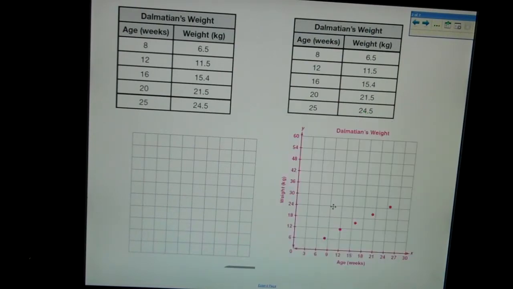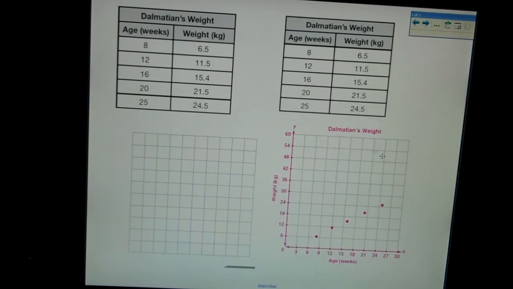Okay, now you've graphed it, and here's what it should look like when you're finished. It looks like this grid right here. We have our ages down here on our X-axis and our weight up here on the Y. Your scale might not be the same, but it should look pretty linear. This is a scatter plot because it's not perfectly linear, but we want to determine a correlation. A correlation means what type of relationship these two things have.